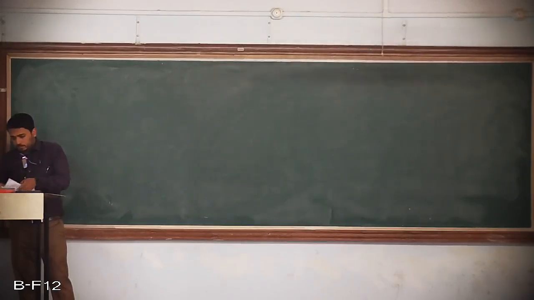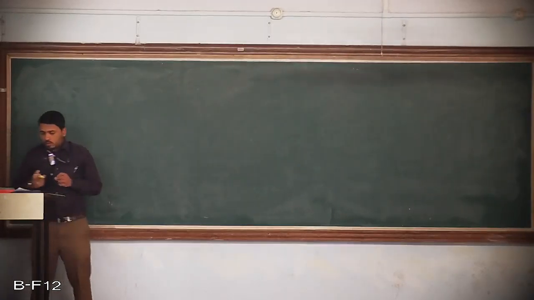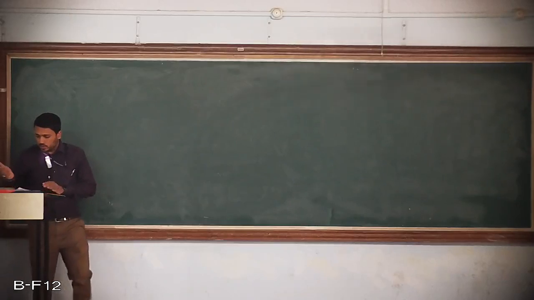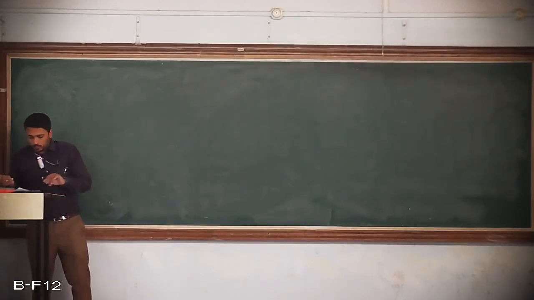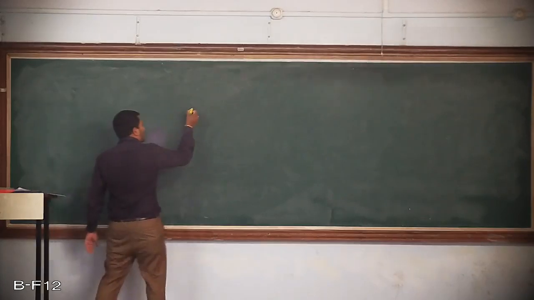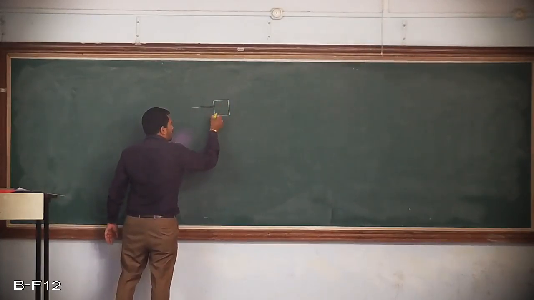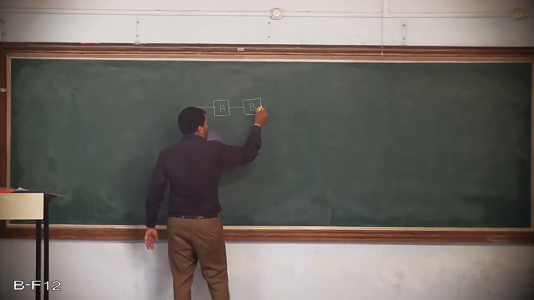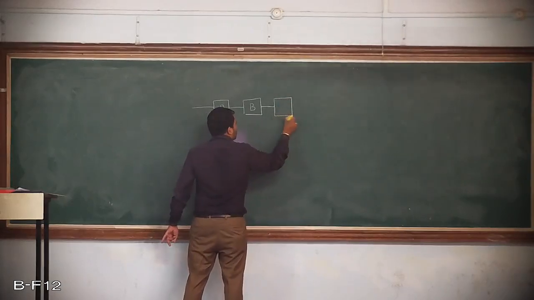So next problem. Again, a system is connected in series and it has three independent parts A, B and C.